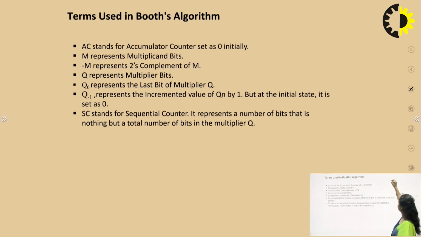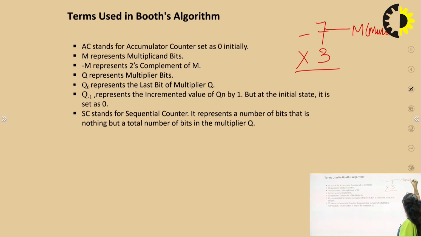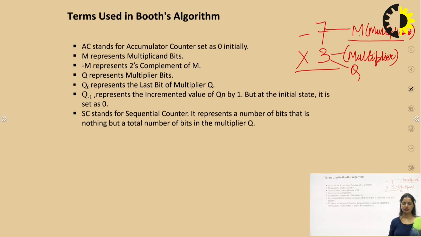Next, we are taking M, which represents the multiplicand bits. For example, if we have -7 into 3, here -7 will be our M, that is the multiplicand, and 3 will be our multiplier. So we are representing the multiplicand with M and the multiplier with Q in this example, where -M represents the 2's complement of M.